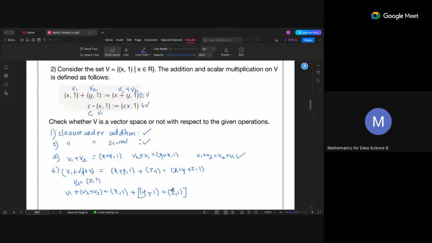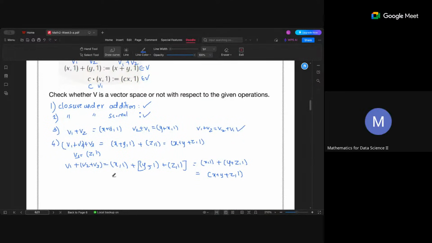So what is the sum of these two entries? It is y plus z comma 1, plus x comma 1. Now again when you add, you are getting y plus z plus x comma 1. So again you see that LHS is equal to RHS. Okay. What about the next one? What is the next property?